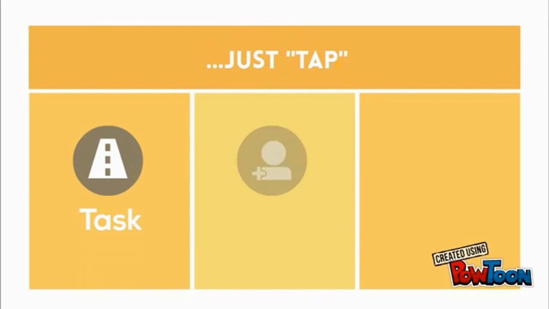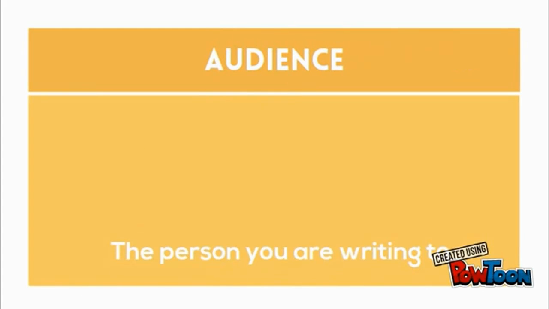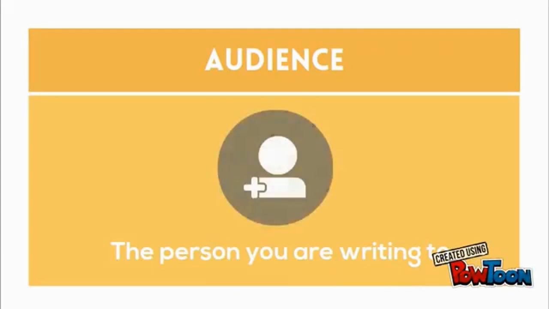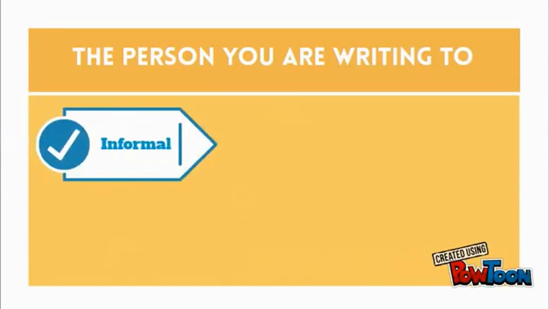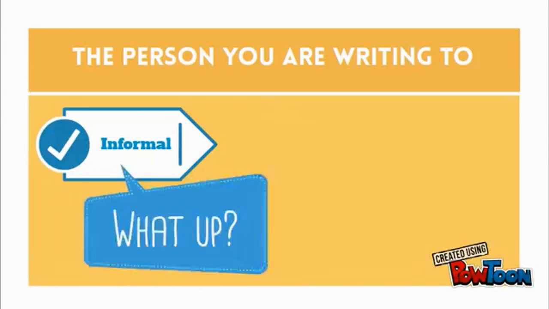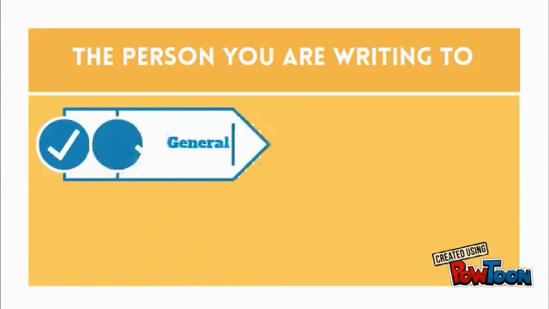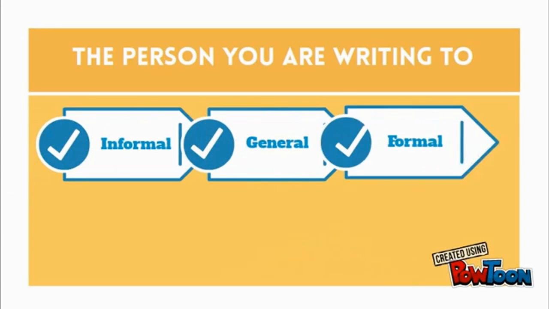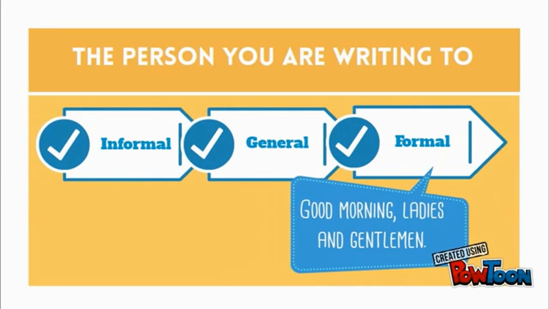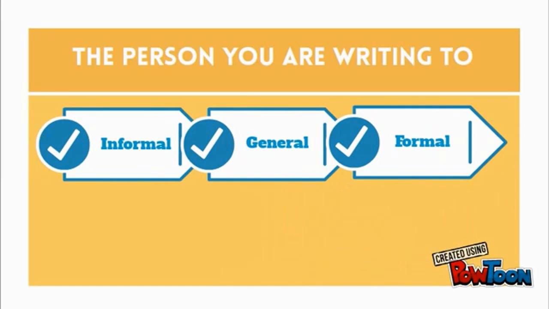After you have identified the task, you need to identify your audience. Audience is the person you are writing to. Audience defines the type of language you will use in your response. Your audience may be informal, as if you are writing to a friend. For example, you might greet a friend with, "What up?" Audience can be general, similar to a stranger, so you might change your greeting to, "Hello." Or audience may be formal, changing the greeting to, "Good morning, ladies and gentlemen."